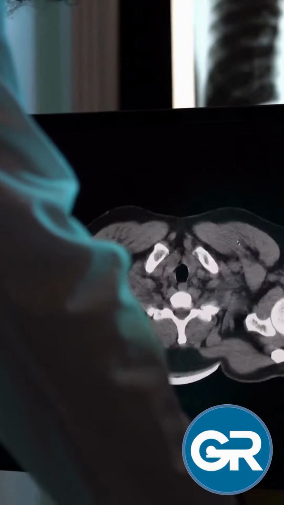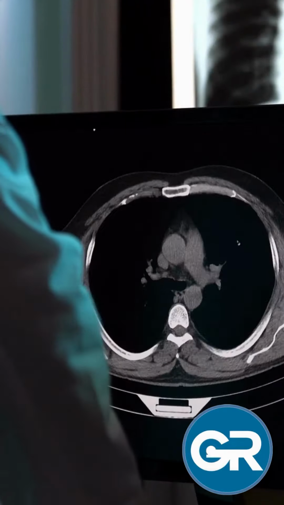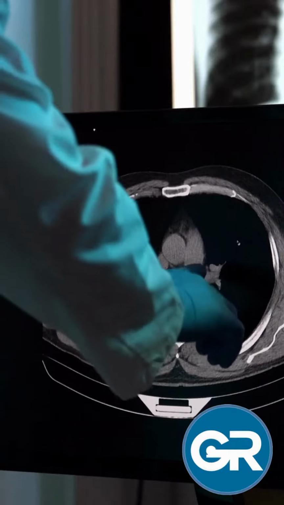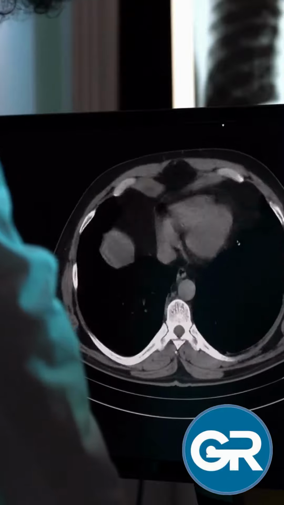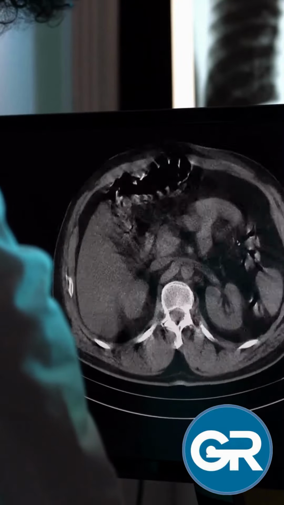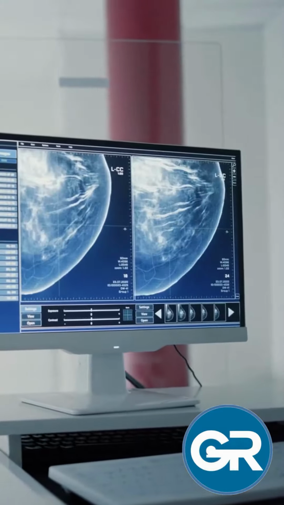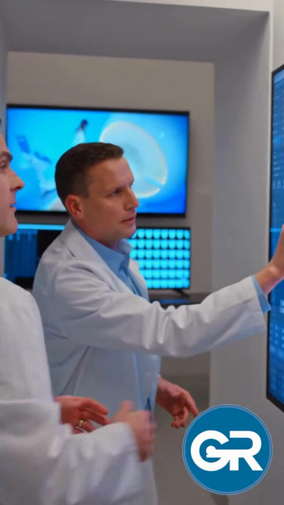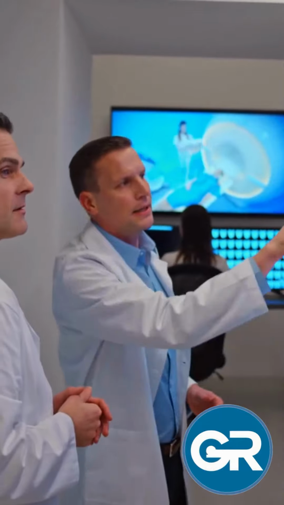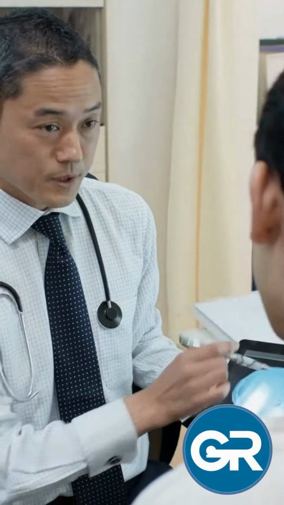Step 2. Image interpretation. Our highly trained radiologists carefully study these images, looking for any abnormalities, anomalies, or signs of disease. Their expertise is the cornerstone of accurate diagnosis. Now let's see what they've found. In this image, we can clearly see a subtle fracture on the left ulna, indicating a potential injury. Fascinating. What's next? Step 3.